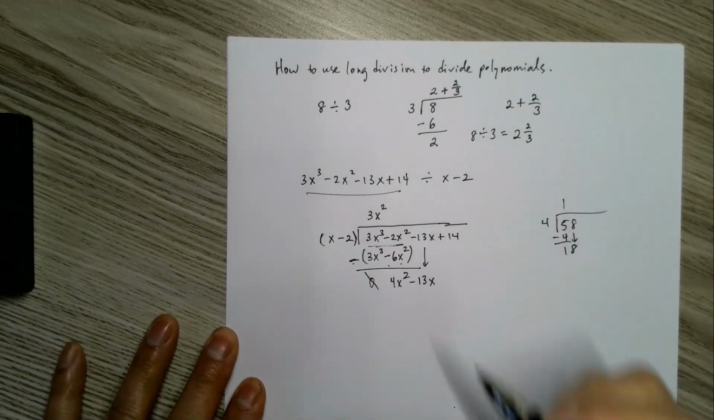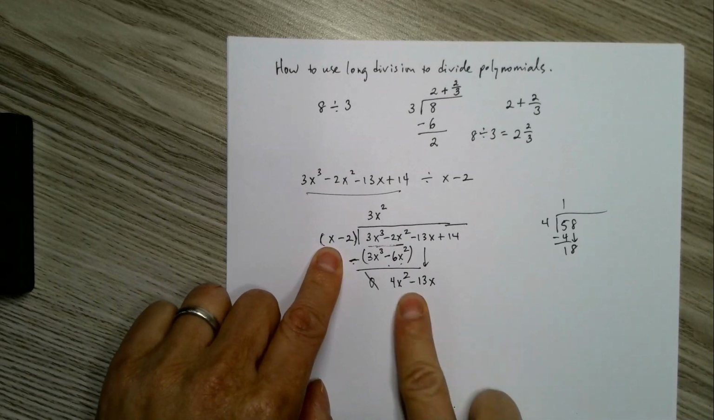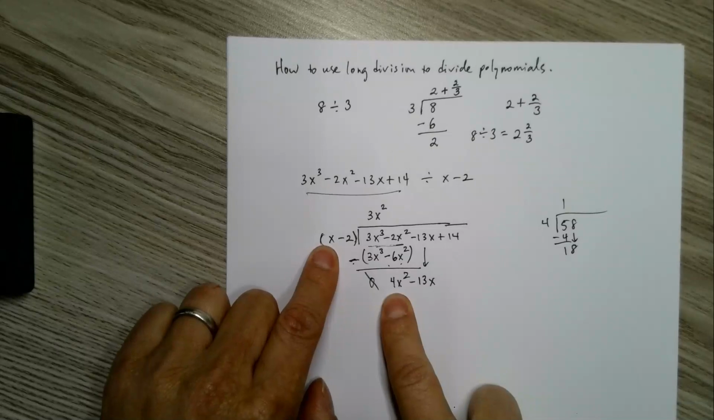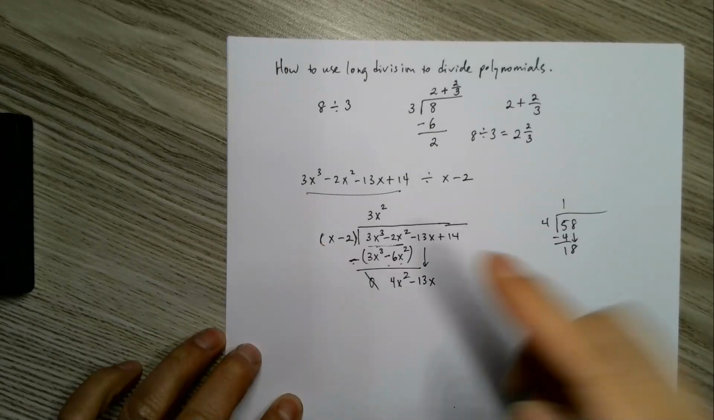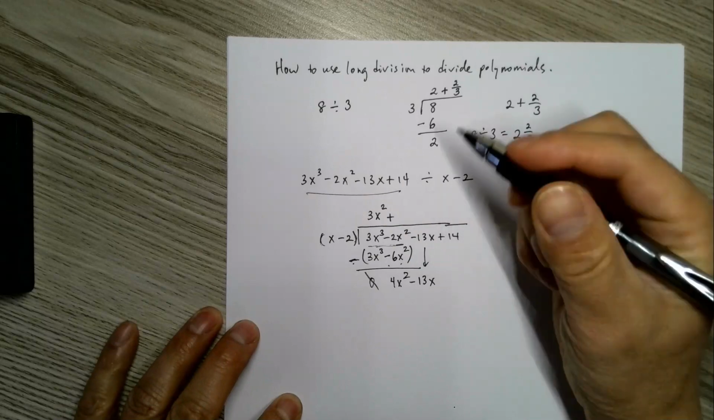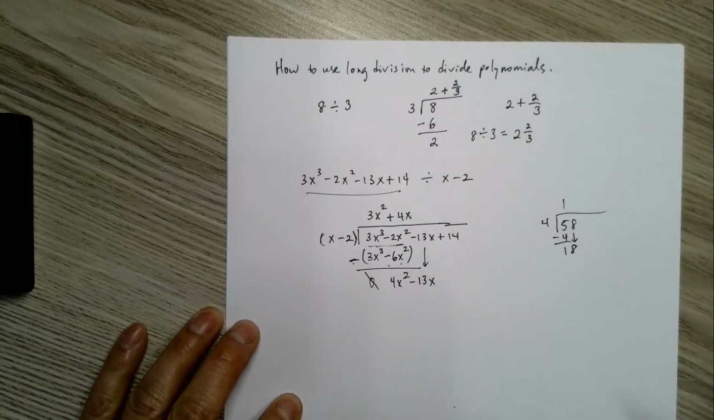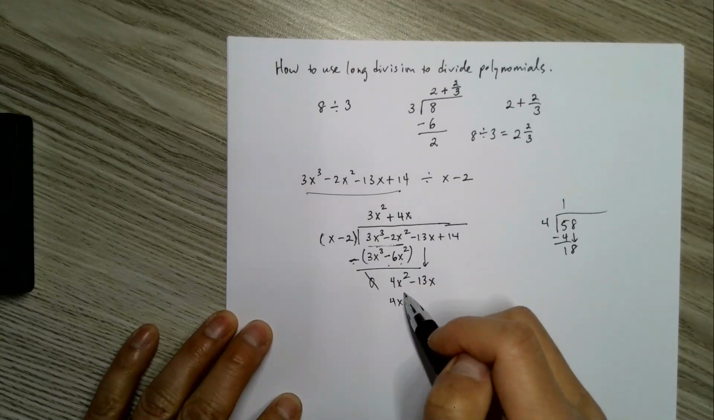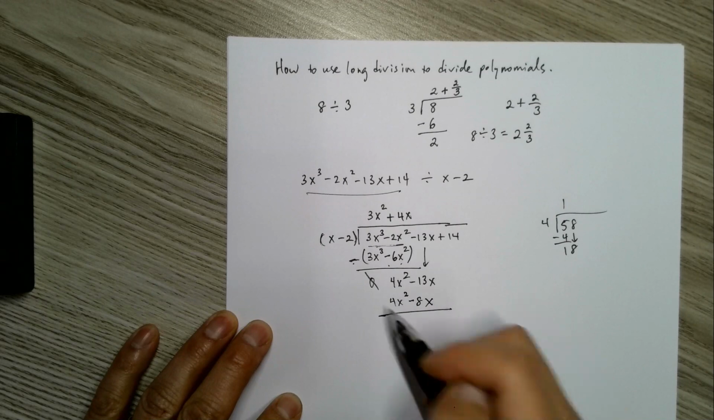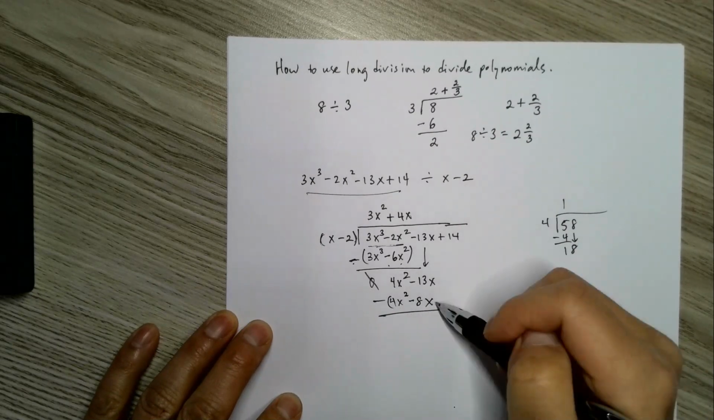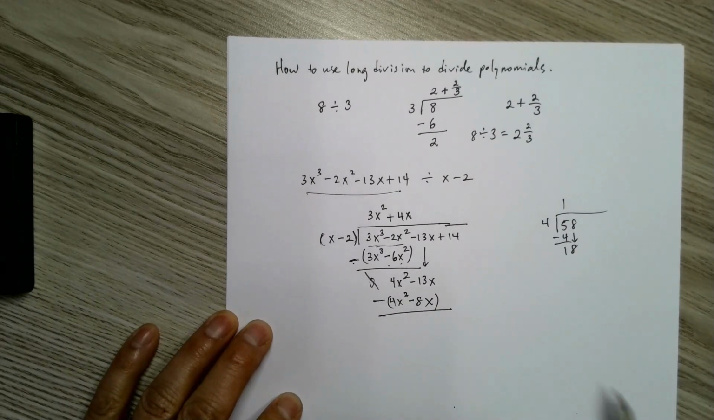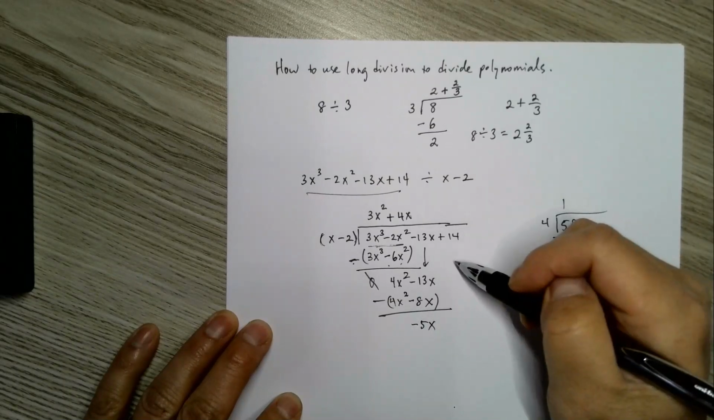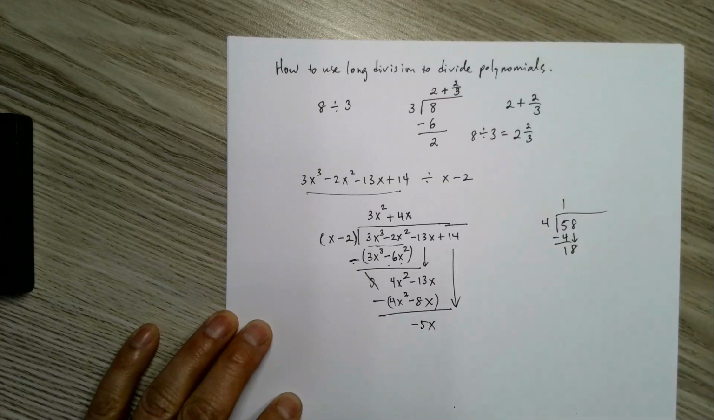How many times does x minus 2 go into 4x squared minus 13x? And again, I focus on the first terms, the x here and the 4x squared here. So I can get exactly 4x squared if I multiply by 4x. And 4x times x minus 2 is 4x squared minus 8x. And then I subtract. I'm going to put parentheses here to safeguard against any mistakes. And I get negative 5x. Then I bring down the next term, plus 14 this time.